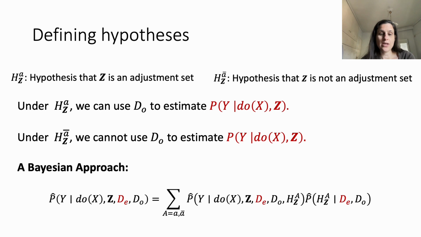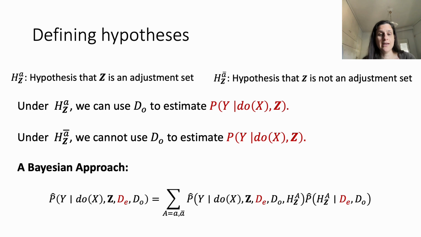So for every set z, we can define two alternative, complementary hypotheses. One is that z is an adjustment set. We call this hypothesis H_Z^A. And the other is that z is not an adjustment set. Let's call this H_Z^A bar. These two are obviously complementary, so only one of them can hold. If H_Z^A is true, so if z is an adjustment set, we can use the observational data to estimate the probability of y given do of x comma z. And if H_Z^A bar holds, so if z is not an adjustment set, then we cannot use the observational data to estimate the probability of y given do of x comma z.